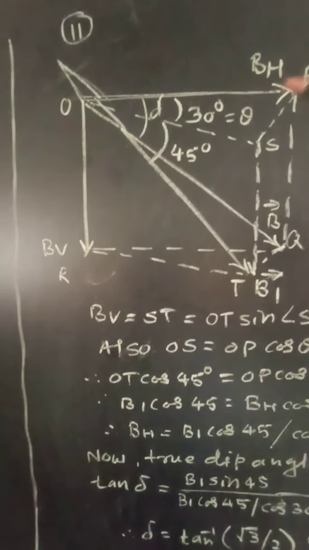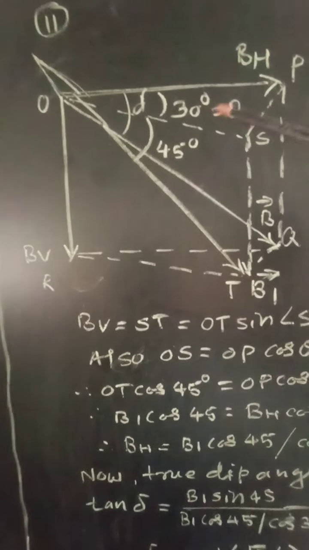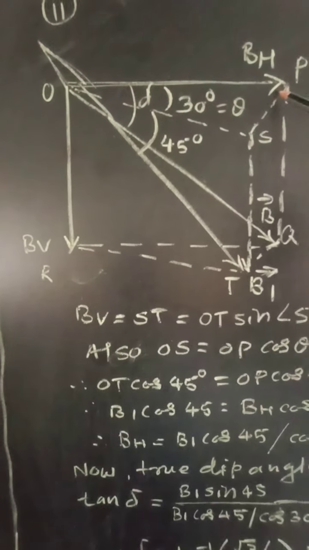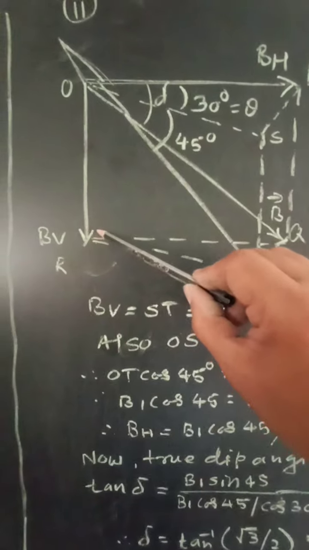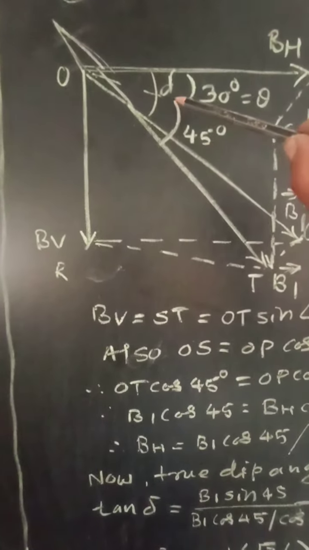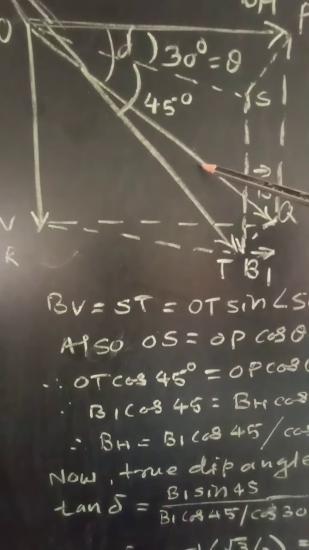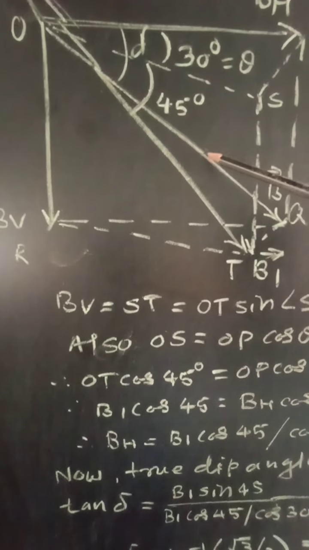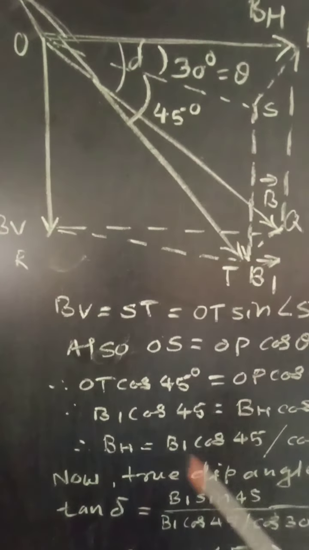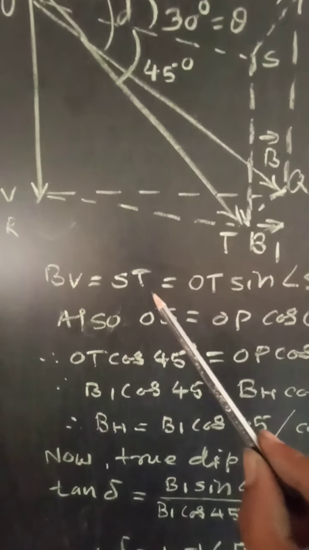So for that, according to the information given in the numerical, this will be BV, this will be BH, that is horizontal component of Earth's magnetic field BH and vertical component of Earth's magnetic field BV. Then this is the angle delta, that is the angle between BH and the resultant magnetic field B. This angle is 45 degree, this angle is 30 degree, and then from this figure we can say that BV is equal to ST.